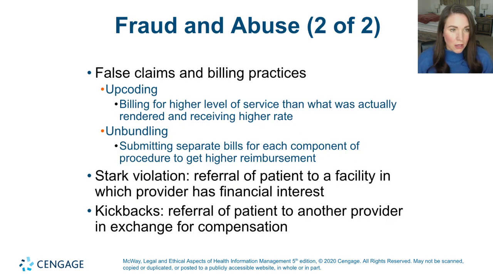The most common forms of healthcare fraud and abuse relate to billing, what's known as upcoding, which is billing for a higher level of service than what was actually done, so they get more money for it. And unbundling, which is when you submit a bill for each component of a procedure instead of using the correct procedural code for the entire procedure, and you would get more money when you do it this way.